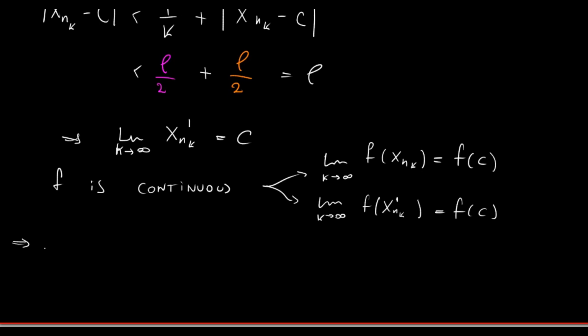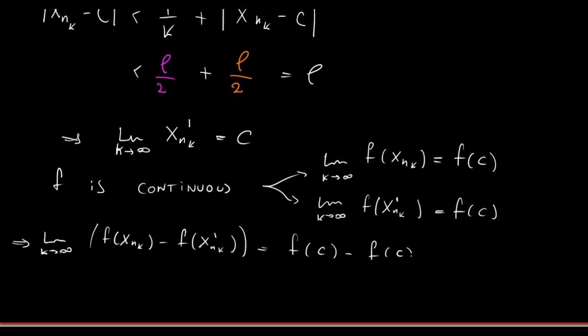So then the limit when k tends to infinity of f of x n sub k minus f of x n sub k prime, the limit of the difference is the difference of the limits, so this is f of c minus f of c, and this is 0. But this is an absurd.